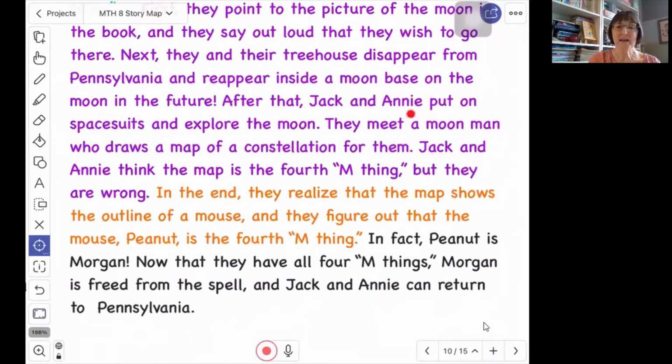After that, Jack and Annie put on spacesuits and explore the moon. They meet a moon man who draws a map of a constellation for them. Jack and Annie think the map is the fourth M thing, but they are wrong. In the end, they realize that the map shows the outline of a mouse, and they figure out that the mouse Peanut is the fourth M thing. In fact, Peanut is Morgan. Now that they have all four M things, Morgan is freed from the spell, and Jack and Annie can return to Pennsylvania.